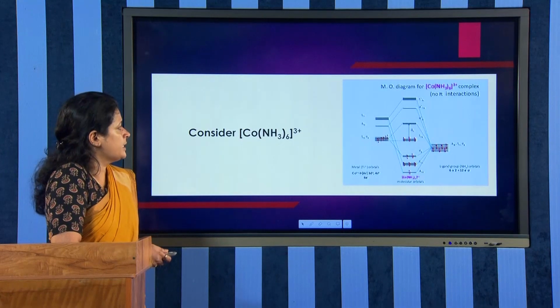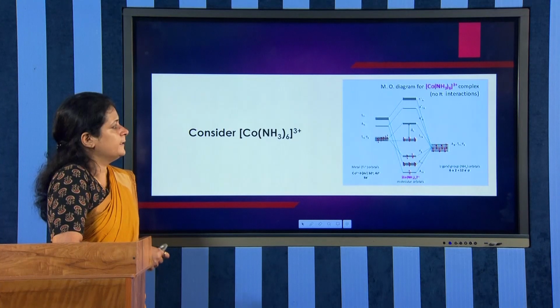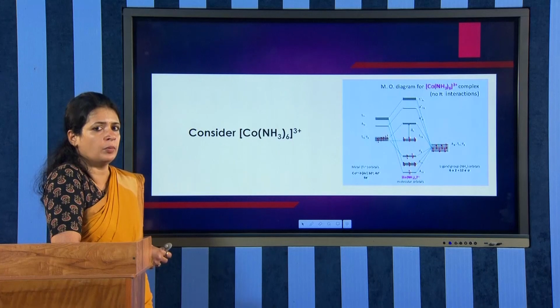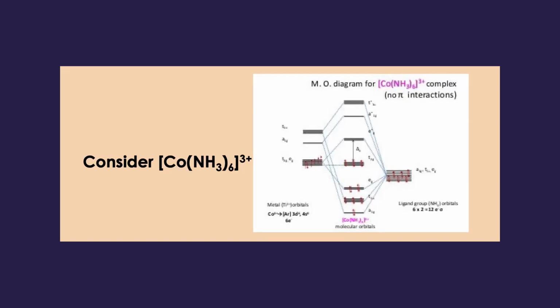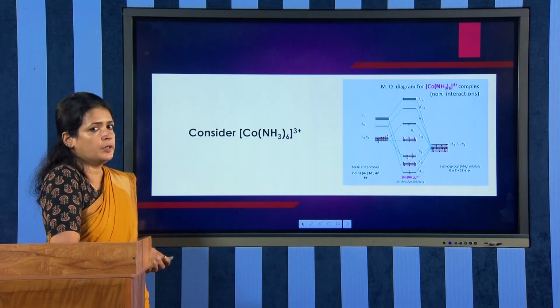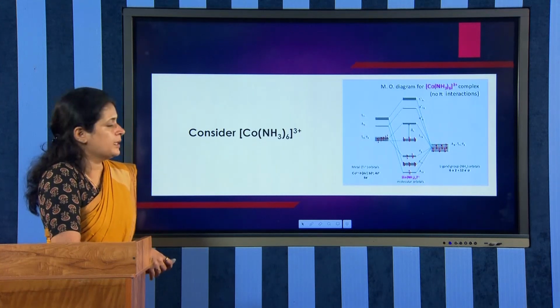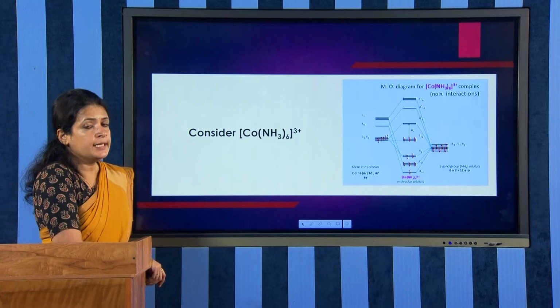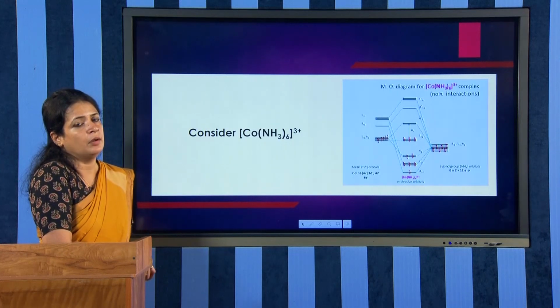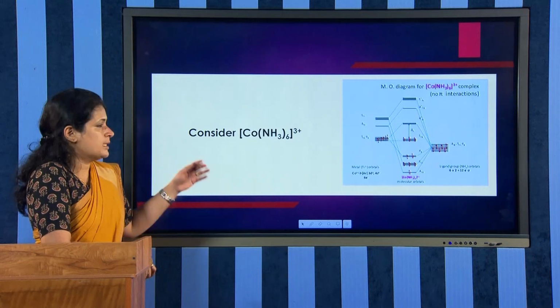We can consider the complex Co(NH3)6 3+. This complex has a central metal atom cobalt with the ligand ammonia. How many ammonia ligands are there? We have 6 ammonia ligands. While calculating the oxidation state of the central metal atom cobalt, it is Co3+ because ammonia has 0 charge. Co3+ means it has a 3d6 configuration, 6 electrons in the d orbitals of the central metal atom.